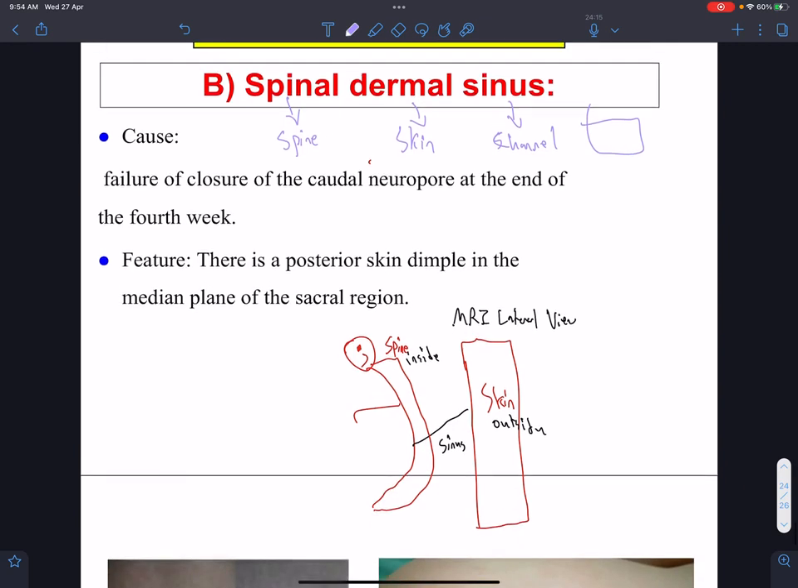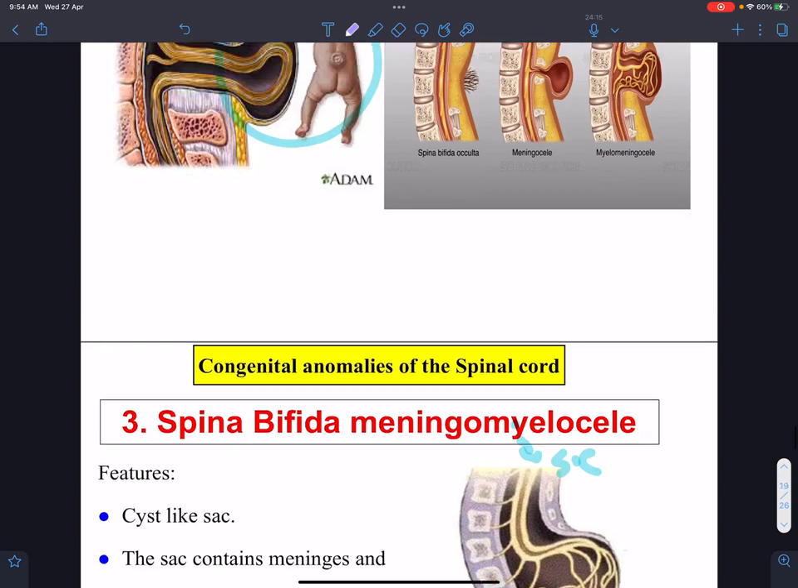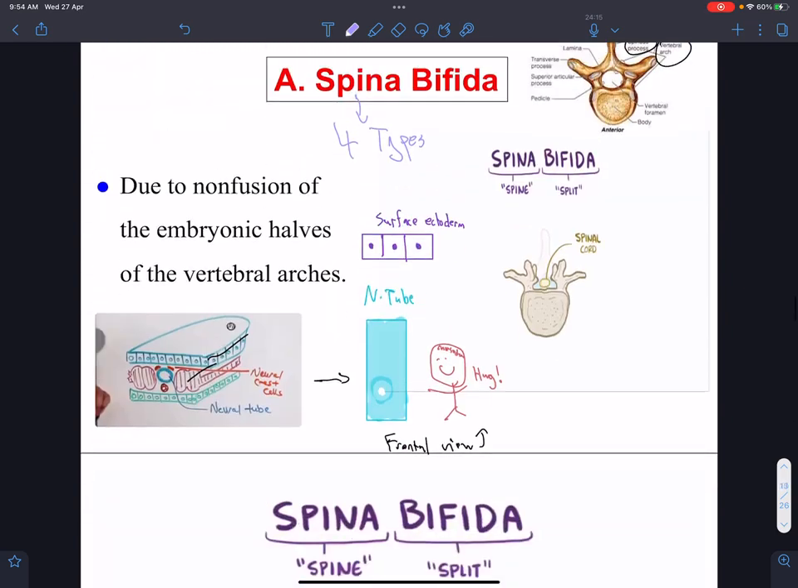The cause is failure of closure of the caudal neuropore at the end of the 4th week. The same reason I told you before: the neural tube must be closed, for the mesoderm to hug it, for tube reformation. And also the neural tube must be closed so the development of the CNS is separate from the development of the skin, the surface ectoderm. Surface ectoderm separate from the neuroectoderm.